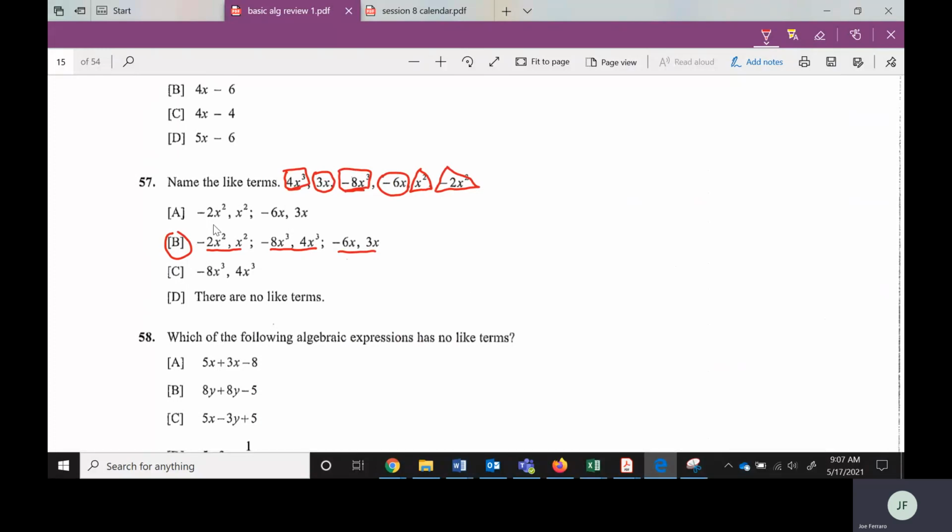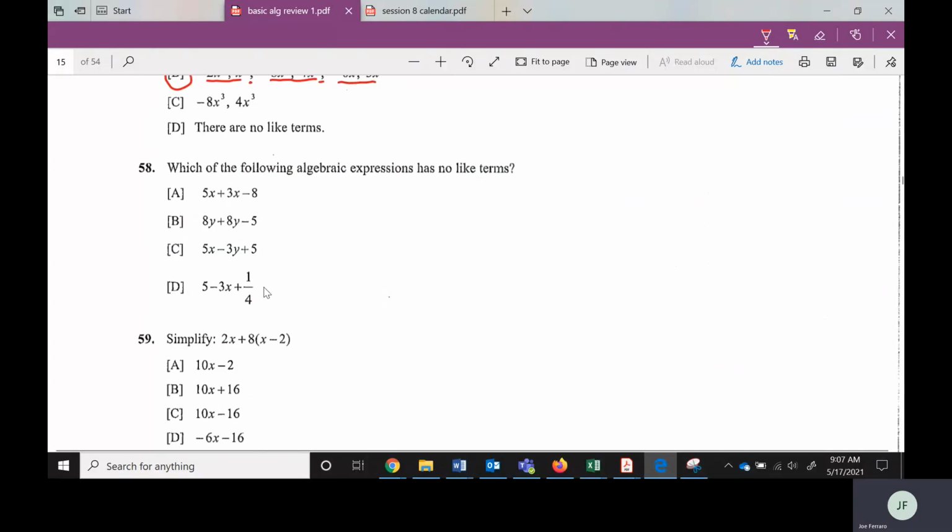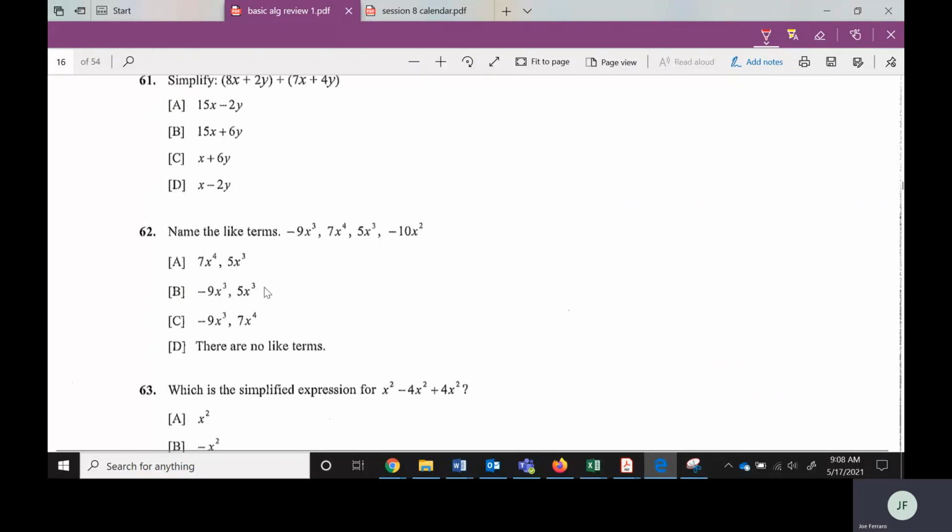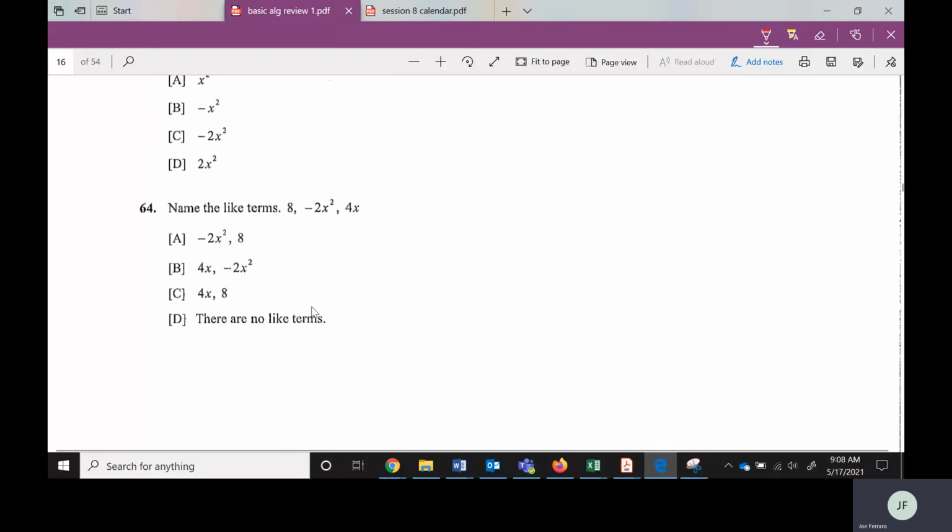Now, in a problem like this, it's possible they could give you this many, but only two. There's only 2 pairs. See, the pairs are separated by these semicolons. So, or they could have 1, or they might give you no set of like terms. Okay. Turn the page one more time, one more type of problem like this, and we'll go back and do the other ones.